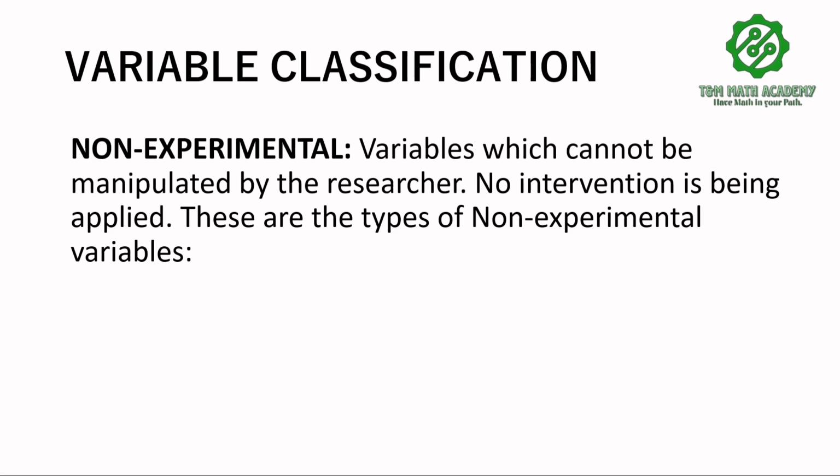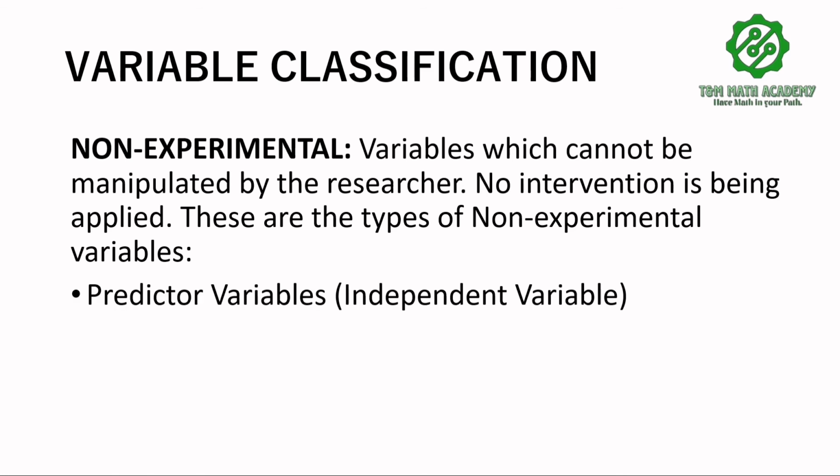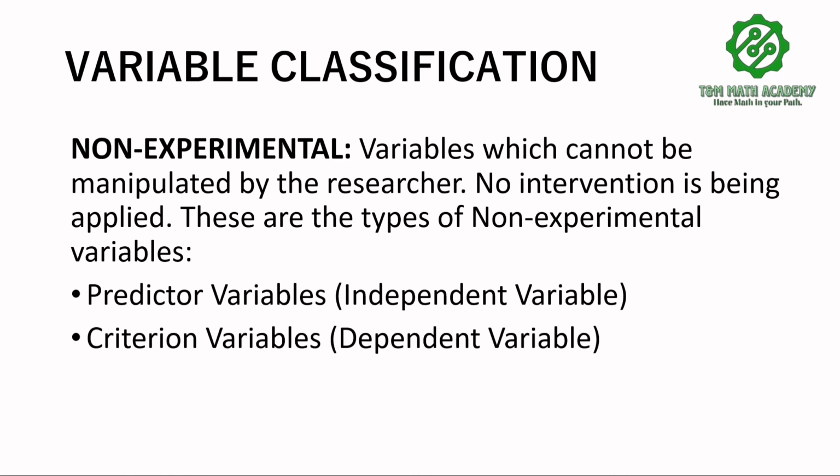Okay, so let's proceed now to non-experimental variables. Non-experimental variables are variables which cannot be manipulated by the researcher. No intervention is being applied. These are the types of non-experimental variables. Number 1, predictors or predictor variables. And then the other one is the criterion variables. This is similar also to the independent and dependent variables.